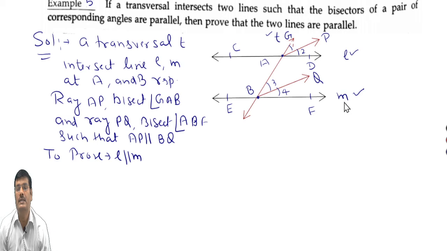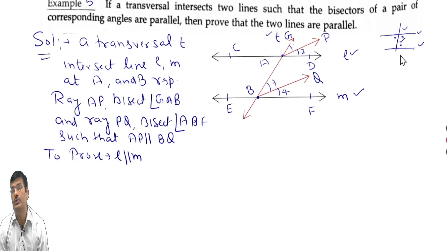To prove that L is parallel to M, we know many methods: when two lines are intersected by a transversal, if a pair of corresponding angles are equal, or if a pair of alternate angles are equal, or if the sum of interior angles on the same side of a transversal is 180 degree, then the lines are parallel. We can prove any one, but according to the situation, we prove that these two corresponding angles are equal. If we prove that angle GAD is equal to angle ABF, then obviously L is parallel to M. So how do you prove this one?